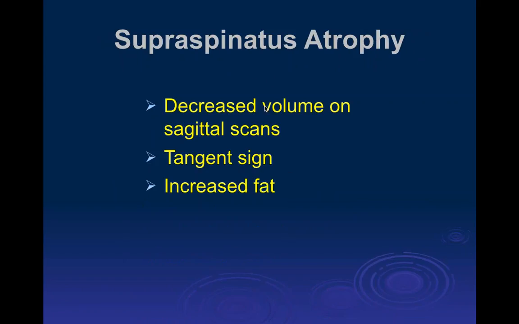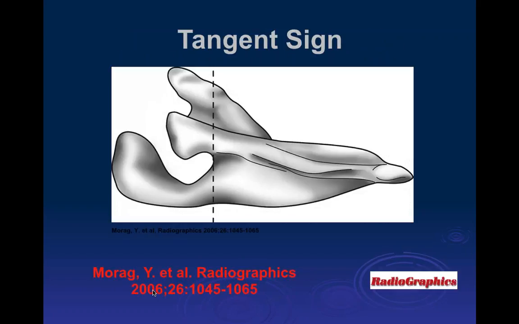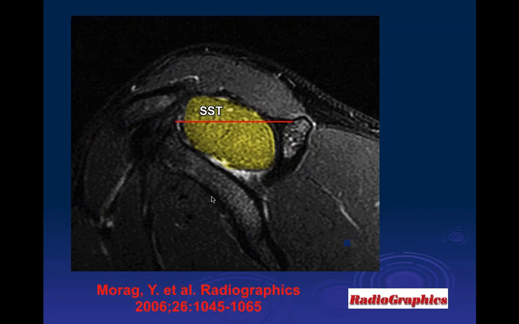things. You need to describe the volume. I like the sagittal scans, but there are some potential problems with the sagittal scans. And there's a thing called the tangent sign, and then also increased fat within the muscle. These are all things which make surgery less likely to be successful. So the tangent sign was first published in Radiographics in 2006. It uses the sagittal plane, usually a more medial part of the sagittal plane.